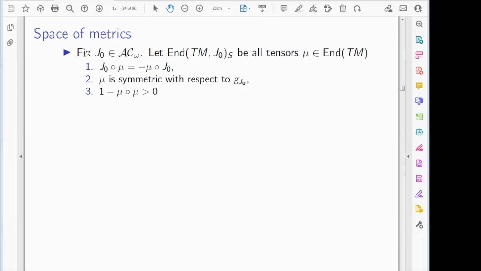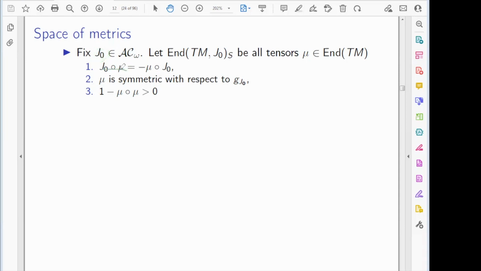And so, pick a point in there. So pick an almost complex structure, and then you take a subset of, so essentially you take a subset of the tangent space at this almost complex structure.